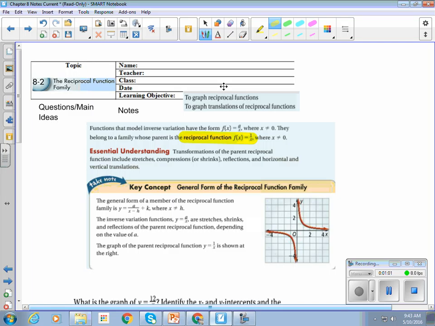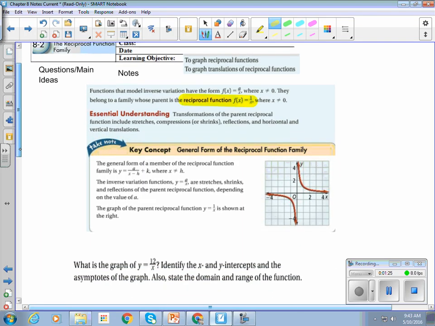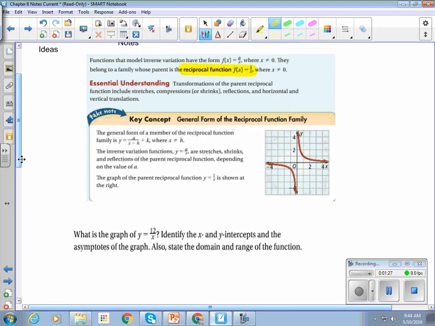Our essential understanding information is the transformations of the parent reciprocal function include stretches, compressions, reflections, horizontal and vertical translation. So all the stuff that we have done to functions, we're going to do to our reciprocal function 1 over x. All right, so let's go ahead and highlight our parent function, and then we have the function that represents our translation.